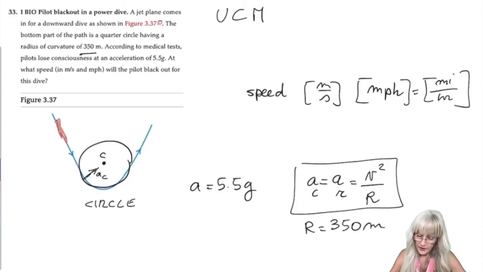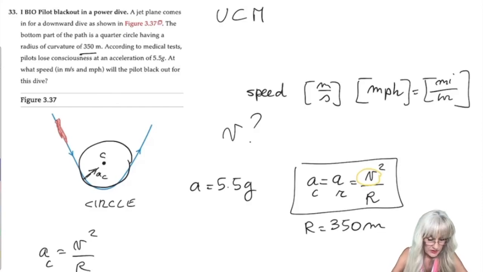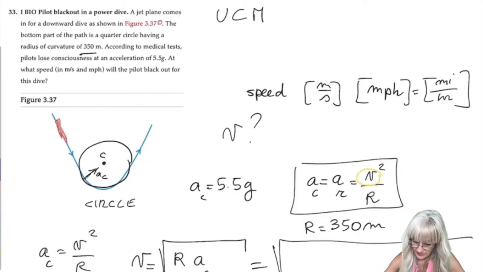So we want to find V, right? So V can come out from this equation right away. All right, let's do that. Let's start first theoretically. So this speed of this pilot will be the square root of r multiplied by your acceleration, which is given by the problem. Let's plug in the radius of curvature.